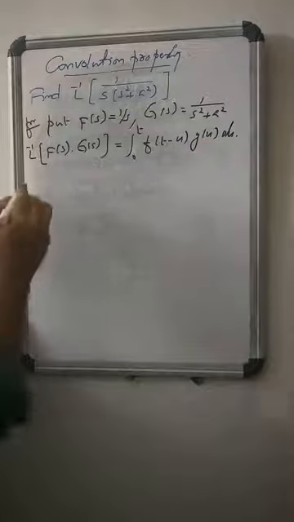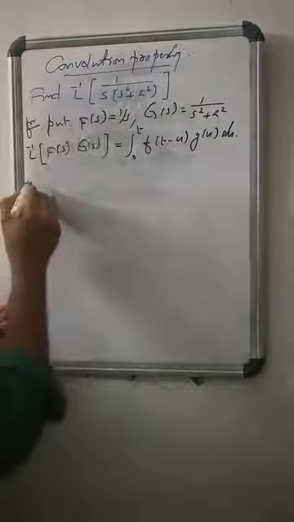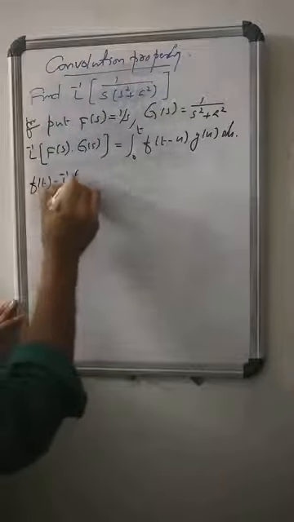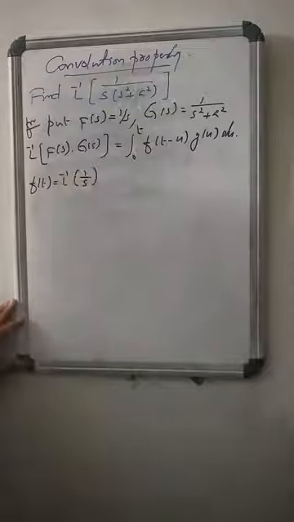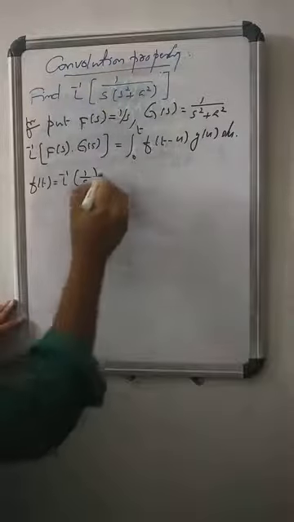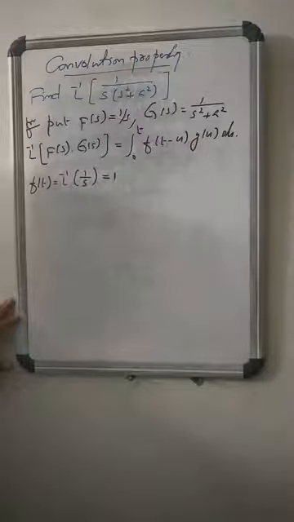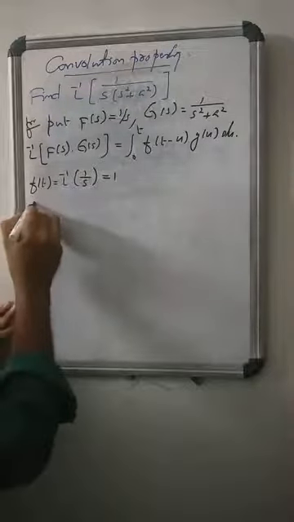Now listen, f of s equals 1 by s. So what about f of t? f of t equals L inverse of f of s, means L inverse of 1 by s. What is L inverse of 1 by s? It is 1. Agreed? What is g of t?